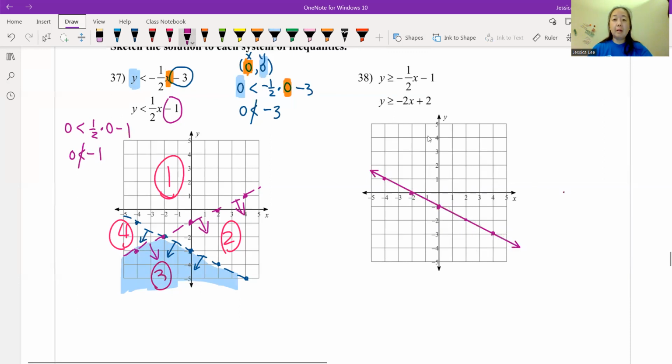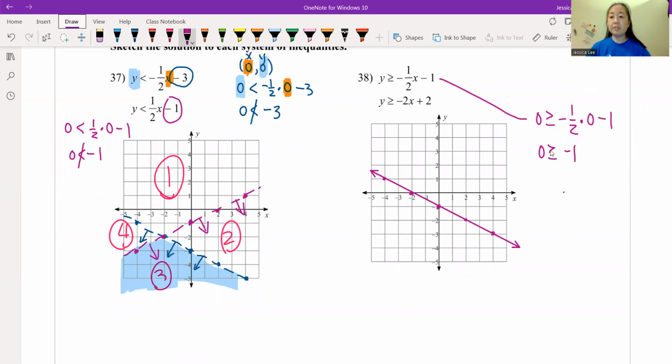Not bad. We need to figure out if we're going to shade up or down. Again, we're going to choose (0, 0). And -1/2 times 0 minus 1. So we get 0 is greater than or equal to 0 minus 1. So it's -1. Is 0 greater than or equal to -1? Yes, this works.